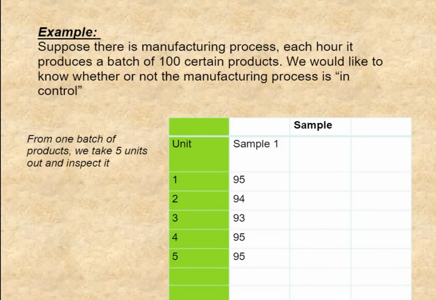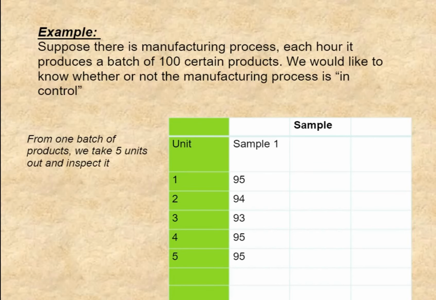Here comes the example. Now suppose there is a manufacturing process. Each hour, this process produces a batch of 100 certain products. What we want to know is whether or not this manufacturing process is in control. So we're going to use a statistical sampling technique. Let's slow down here and look at this statistical process control technique step by step.